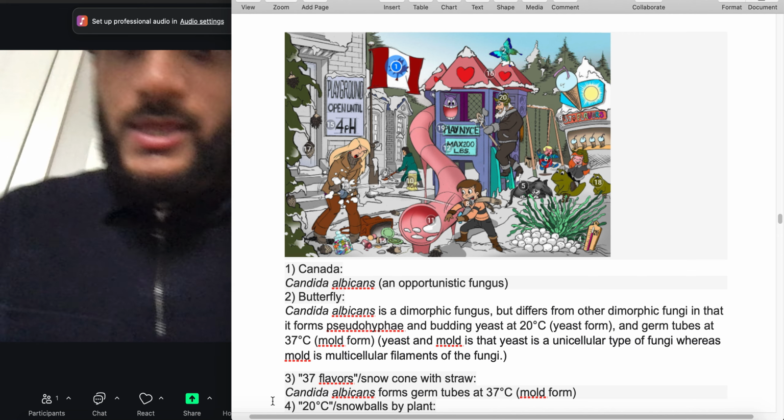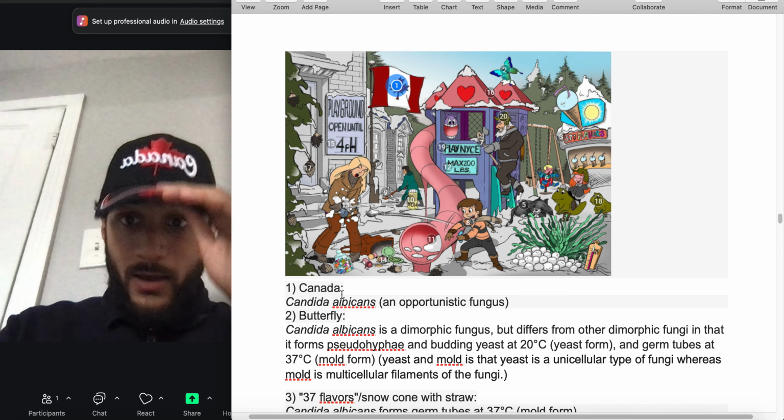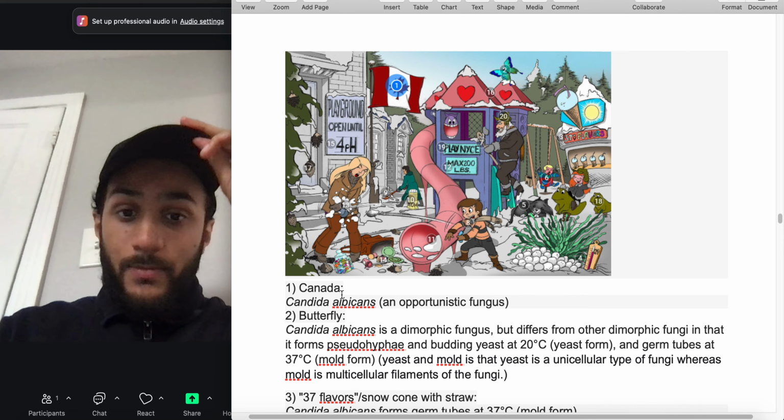The fungus on US 70 is Candida albicans. You want to learn this in the sketch video. The first one, the Canada flag. I'm wearing the Canada hat. That's going to be Candida albicans.